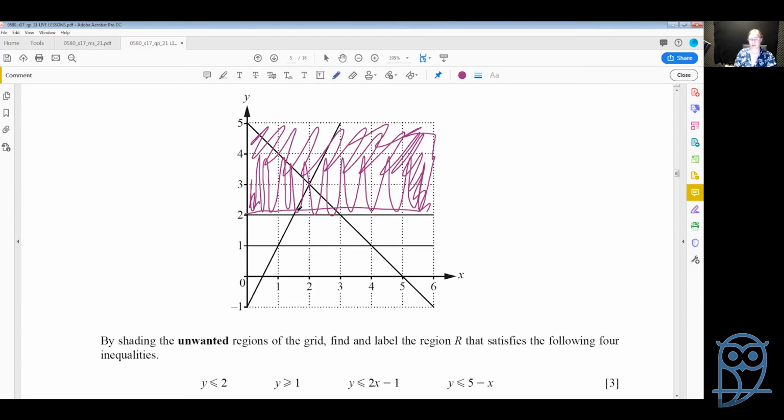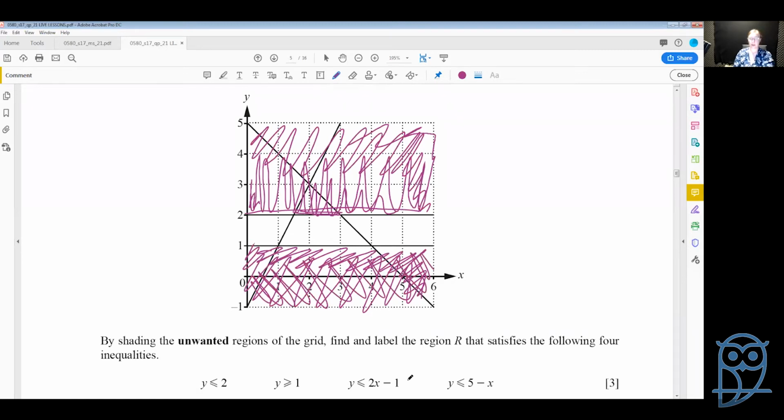Okay, it doesn't have to be neat or pretty. So y needs to be greater than 1. So the part we want is everything above this line. So our unwanted region is everything below. So we're going to shade all of this over here. So there we go.